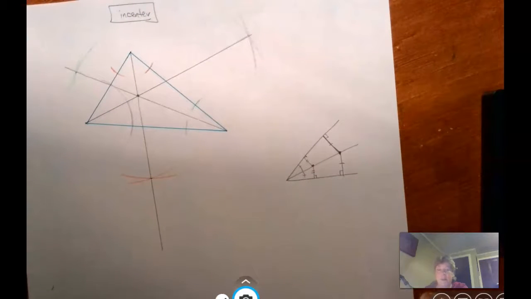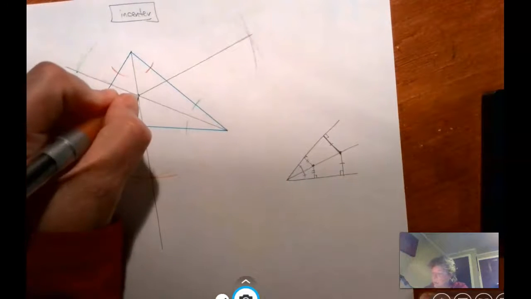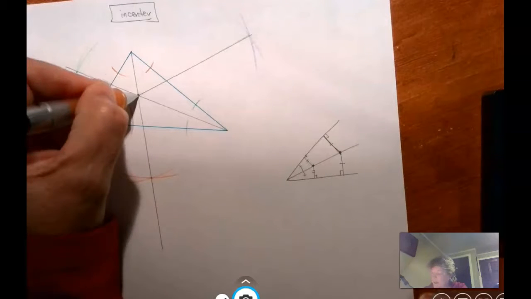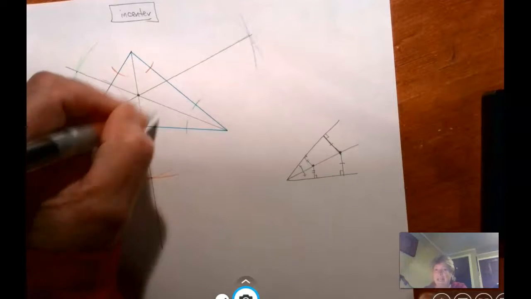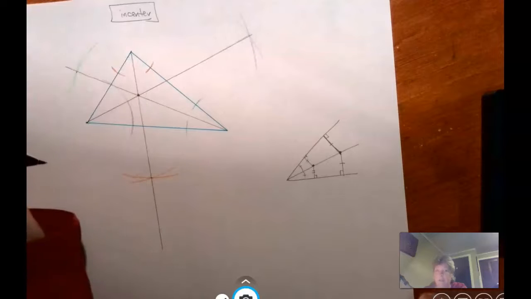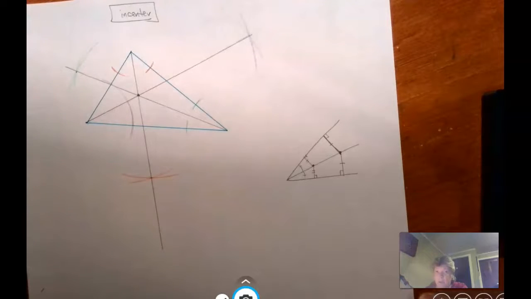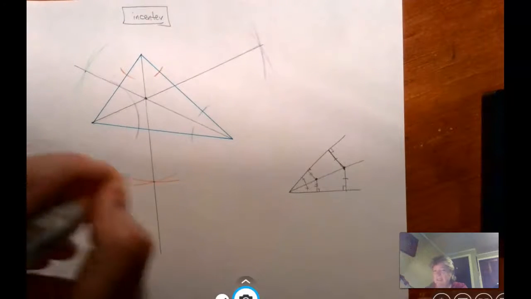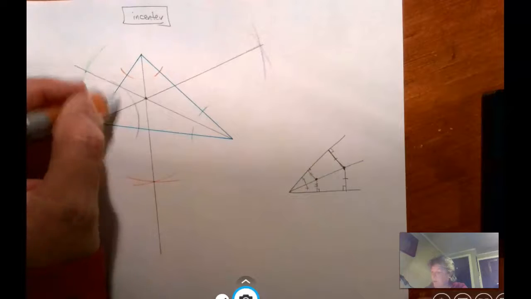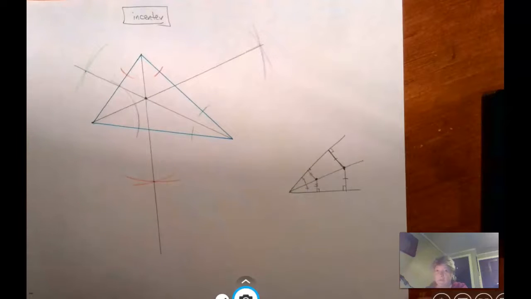And the reason that matters is that what that means then is that this point right here is the center of a circle that can be inscribed inside the triangle. So an inscribed circle means that the circle just touches in one point each of the sides of the triangle.